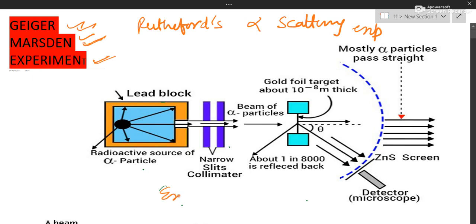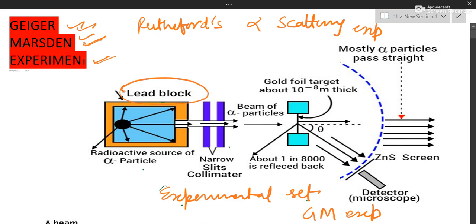So this is the experimental setup of the Geiger-Marsden experiment. It's quite important. It is being asked in exams. So this is your lead block, which will contain radioactive material because alpha ray is a radioactive ray. Now alpha rays are coming.